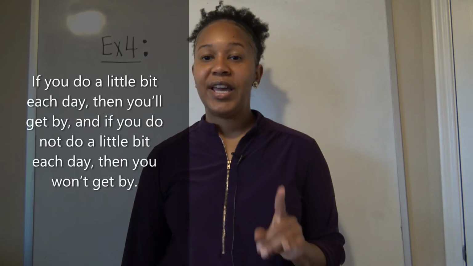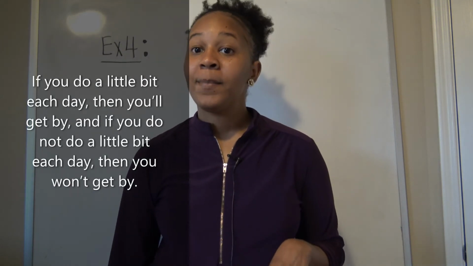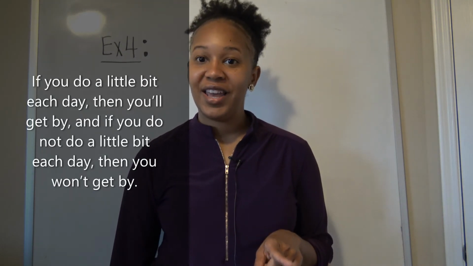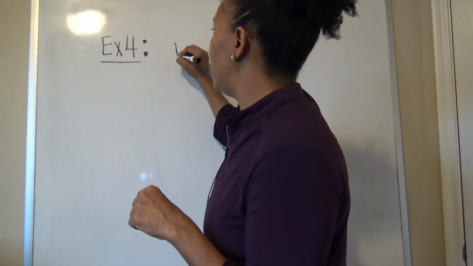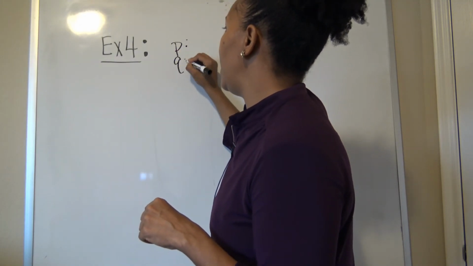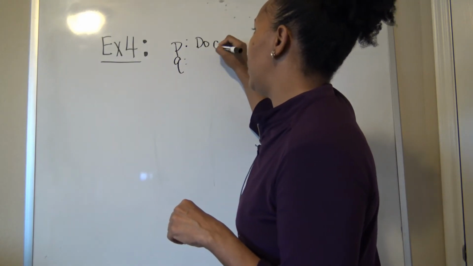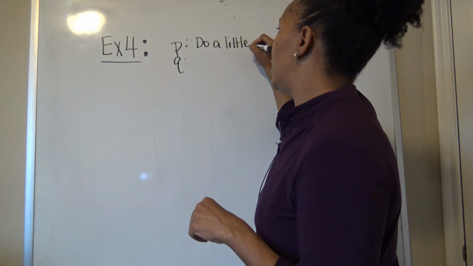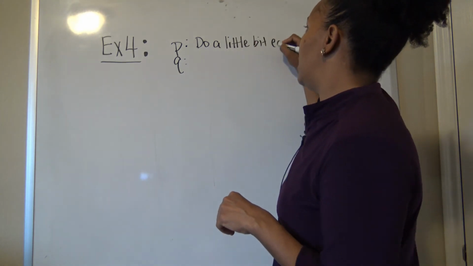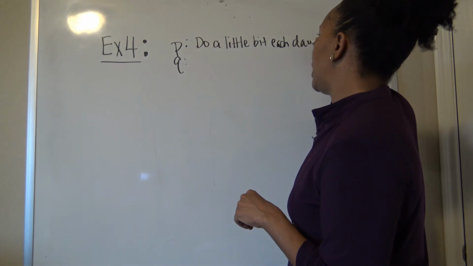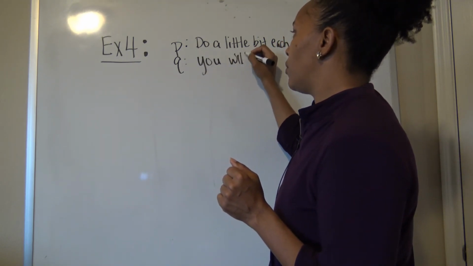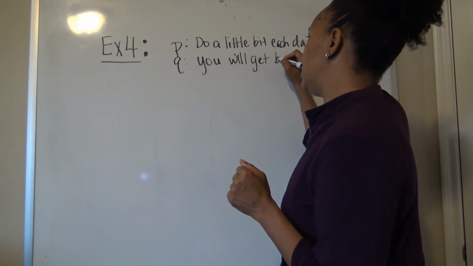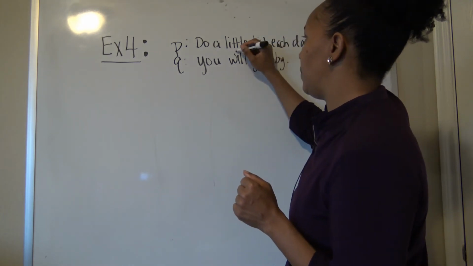If you do a little bit each day, then you will get by. And if you do not do a little bit each day, then you will not get by. Alrighty. So there are actually 2 simple statements in there. There's P and there's Q. So P is do a little bit each day, and Q is you will get by. Those are the 2 simple statements in there. All right. Those are my statements.